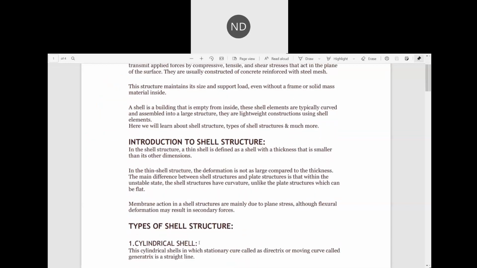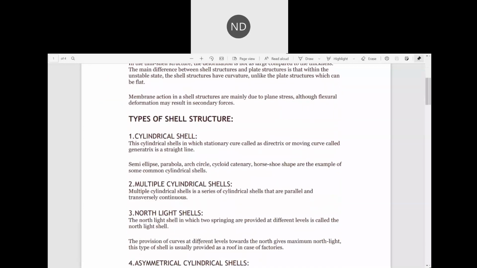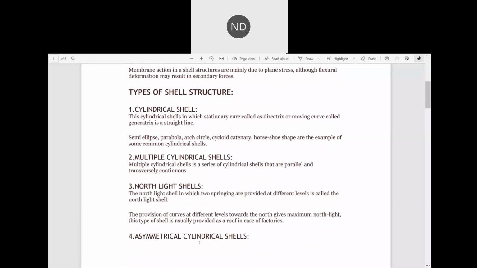Now, membrane action in a shell structure is mainly due to plane stress, although flexural deformation may result in secondary causes. Due to the plane stresses, the membrane is acting in your shell structure. Although the flexural deformations will obviously happen, that may result due to some secondary forces, like sometimes there may be some repairing work above your shell structure. So in that case, the flexural deformation may take place.